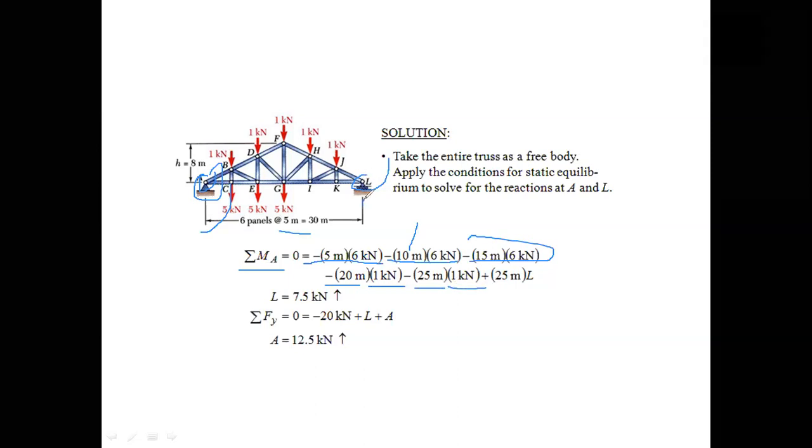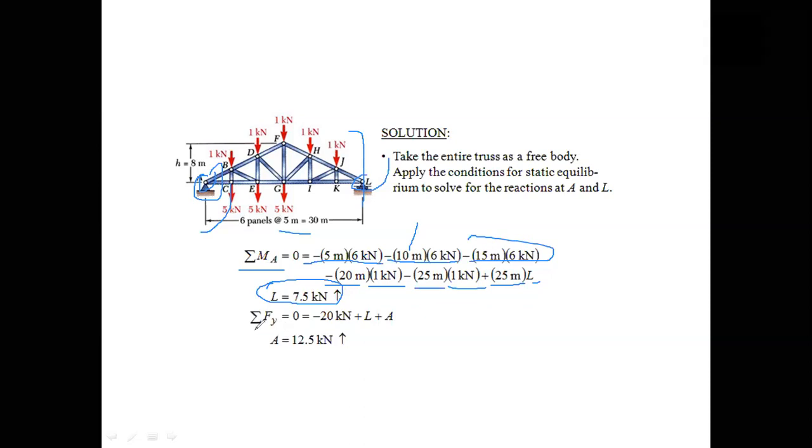Now here, minus 1 kilonewton into 25 meter. At this point the reaction goes this side, so this is anticlockwise, taken as positive. So this is 25 meter into L, the reaction at L. By solving this, L is equal to 7.5 kilonewton and it is positive. That is why the arrow is vertically upward.